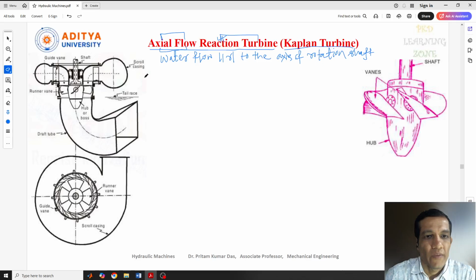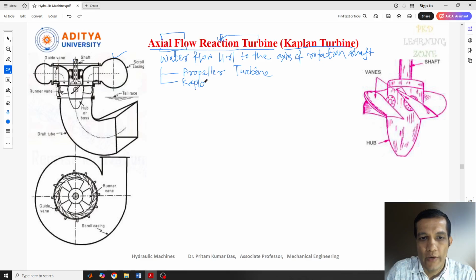Here in the axial flow reaction turbine, the shaft of the turbine will be vertical. Now you can see this is the diagram of the Kaplan turbine. Before going to the Kaplan, let me tell you that the axial turbine is of two types. One is the propeller turbine, another one is the Kaplan turbine.